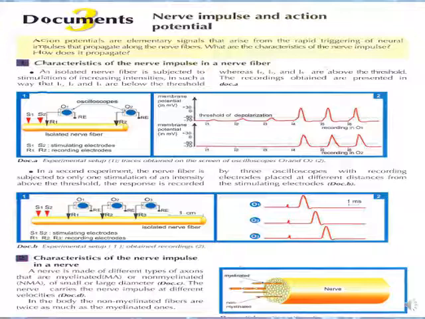In the second experiment, the nerve fiber is subjected to only one stimulation of an intensity above the threshold. This will cause an action potential. The response is recorded by 3 oscilloscopes with recording electrodes placed at different distances from the stimulating electrode. As you see here, all of them have the same amplitude, and here we have the distance between them.